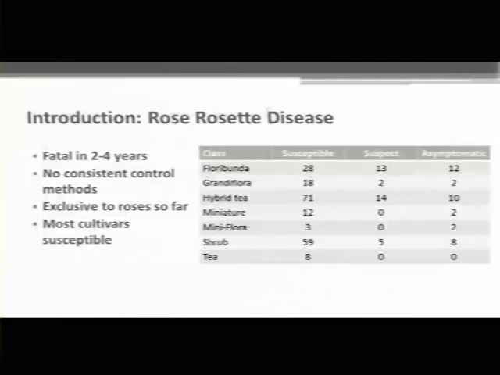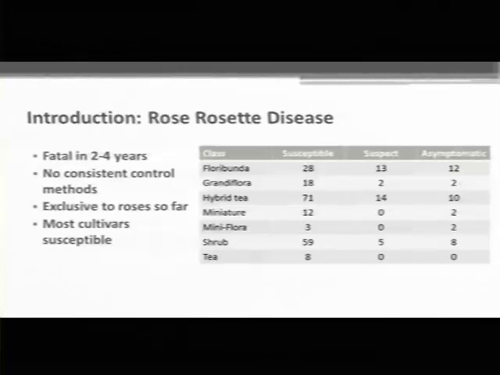Shrub roses, for example, though, have a reputation for being very hardy and very disease resistant. And what we're finding is that when it comes to rosette disease, that's really not the case. Hybrid teas, shrub roses, all these different classes of roses will get the disease.